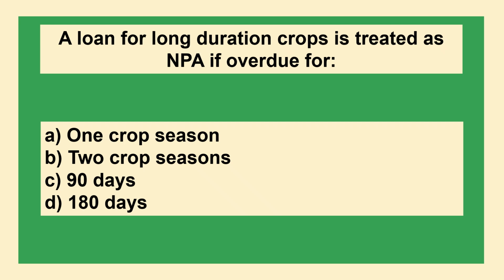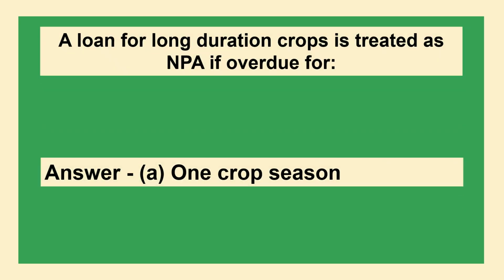A loan for long duration crops is treated as NPA if overdue for option A 1 crop season, option B 2 crop seasons, option C 90 days, option D 180 days. The answer is option A 1 crop season.